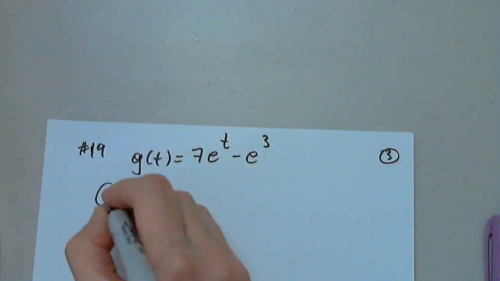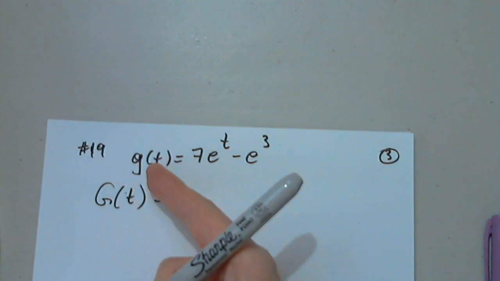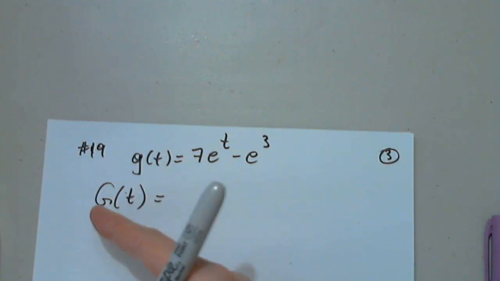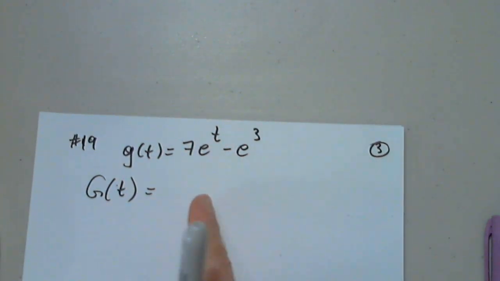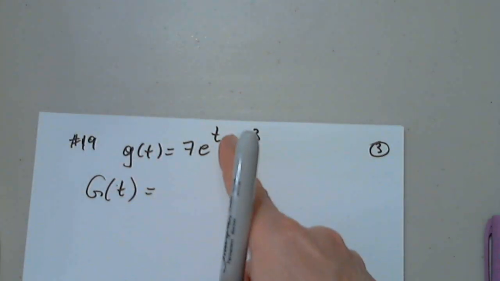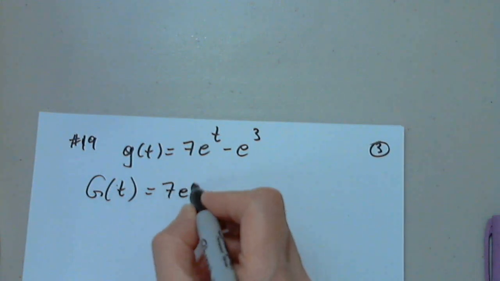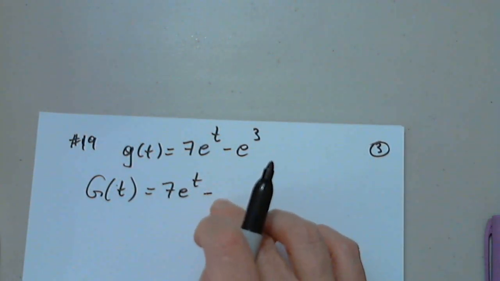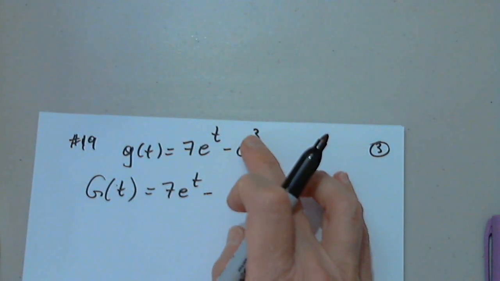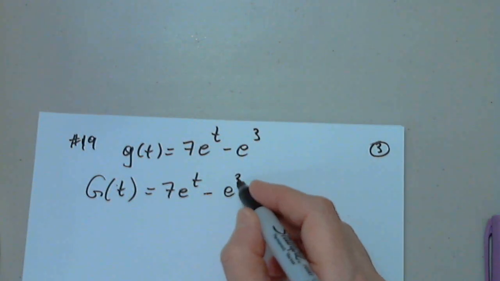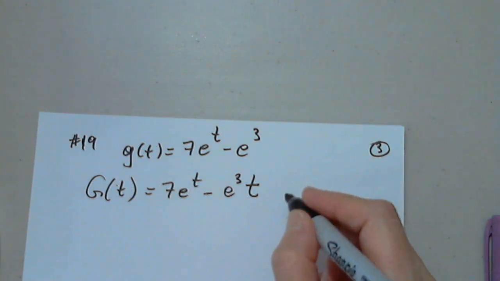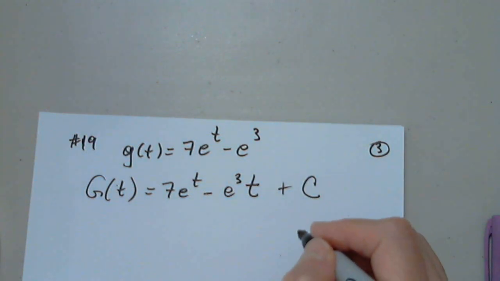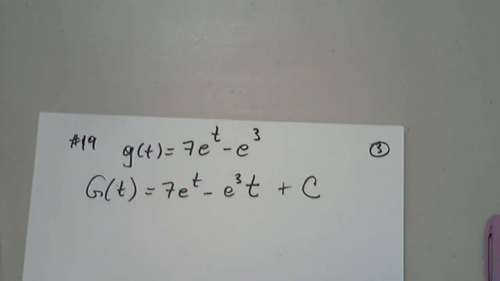So now for the antiderivative, lowercase g, uppercase G: which function prime is 7e to t? It's just 7e to t. Now minus, which function prime is this constant? It's e to the third times t, plus a constant c. And you can say, stop, show me.